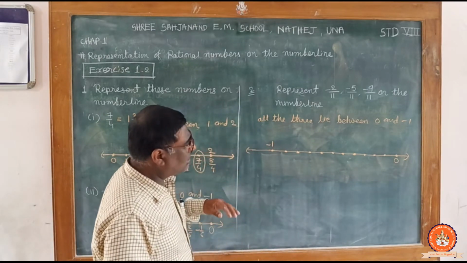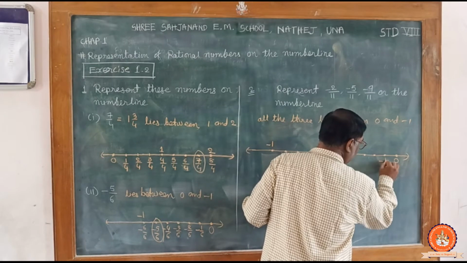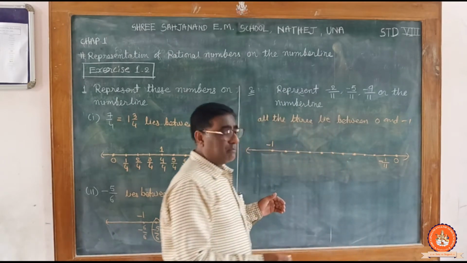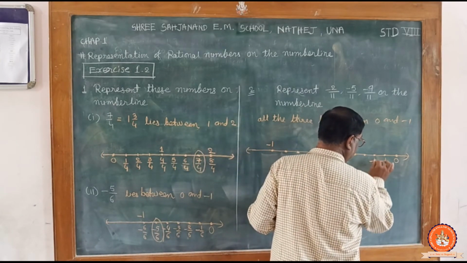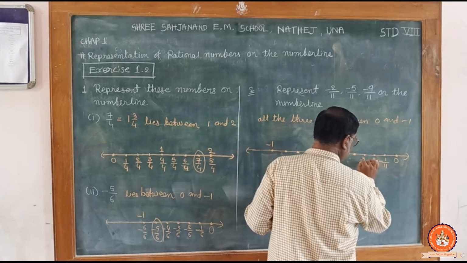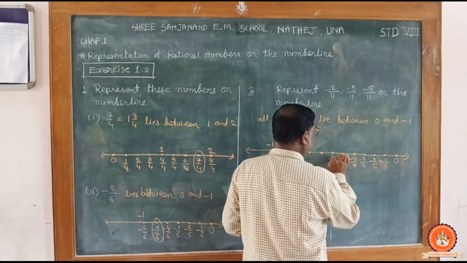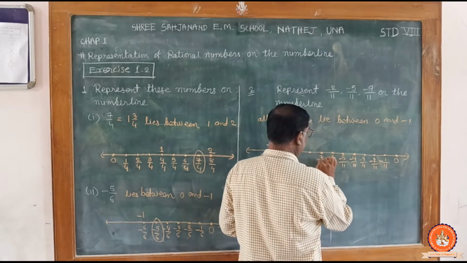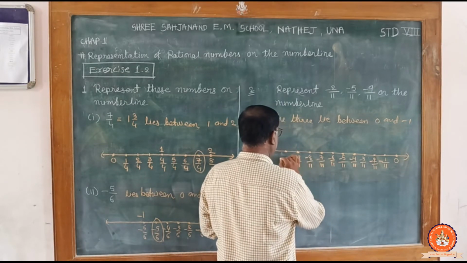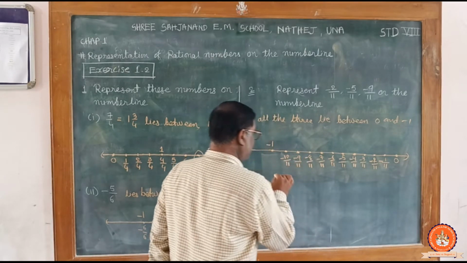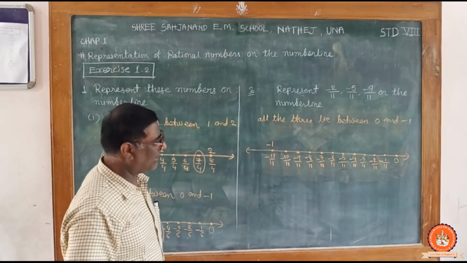Now start labeling -1/11 to the first point to the left hand side of 0. So this is -1/11, -2/11, -3/11, -4/11, -5/11, -6/11, -7/11, -8/11, -9/11, -10/11, and this number is -11/11, which represents -1.